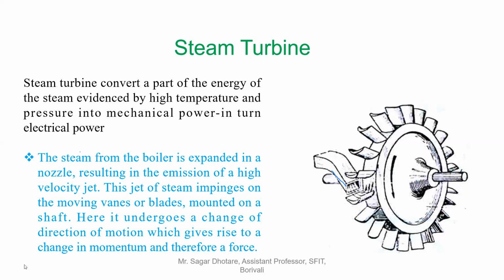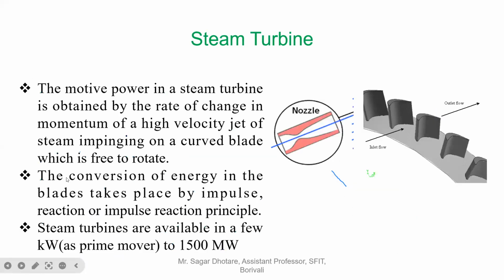So you can see the nozzle. From the nozzle, the high pressure, high velocity steam is passing over the blades, and based on that, the rotor rotates in the direction of the force applied.